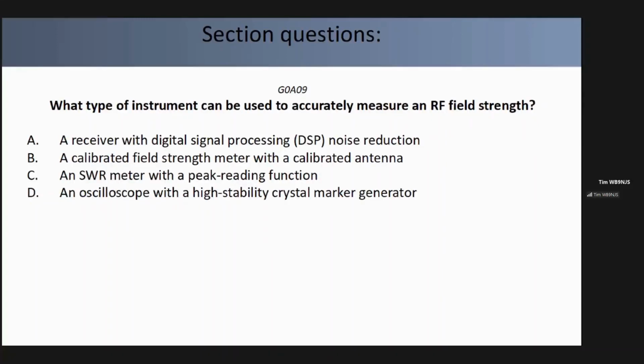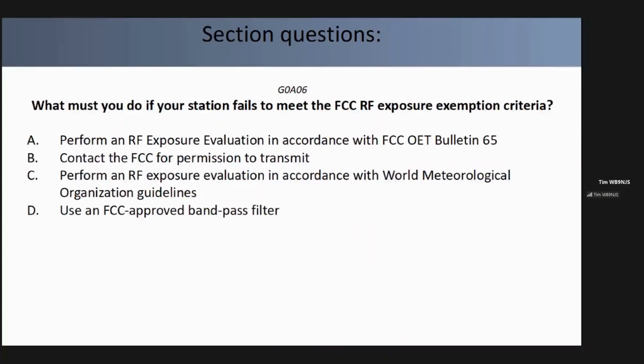What type of instrument can be used to accurately measure an RF field strength? Well, oscilloscope, nope. SWR meter, nope. Receiver with DSP noise reduction, what? Boy, they made up some lousy choices there. The easy answer is a calibrated field strength meter, the calibrated antenna. And again, you'll find the answer in the question. The question ends in field strength. You look for the one answer that has field strength meter in it, and you've got the right one.